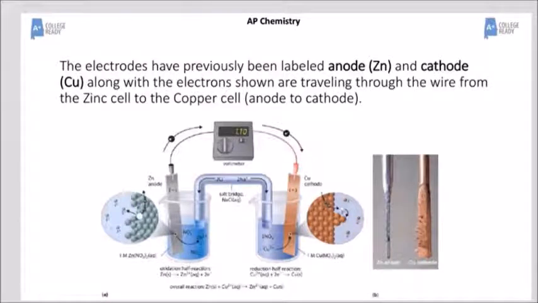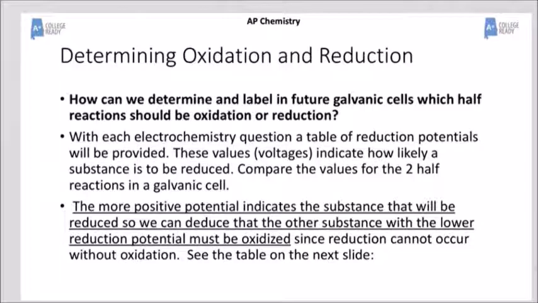When we get to questions to answer about galvanic cells, they've given us all the information. They've told us anode, they've told us cathode, they've given us the balanced reaction, the cell voltage, they've shown us how electrons are flowing. These are questions you're going to be able to answer from the information given. And again, I've included some questions that you really need to think about. How could I answer this? So how can we determine and label which half reactions could be oxidation or reduction? And this is really where this voltage comes in.